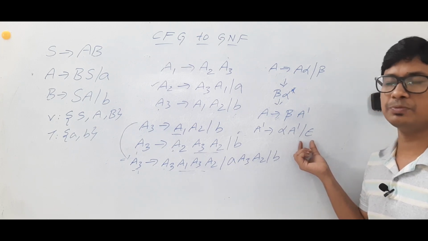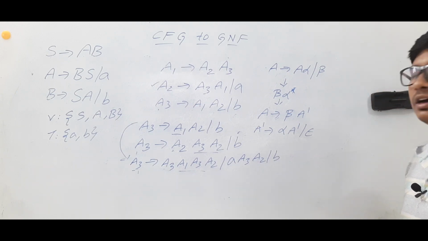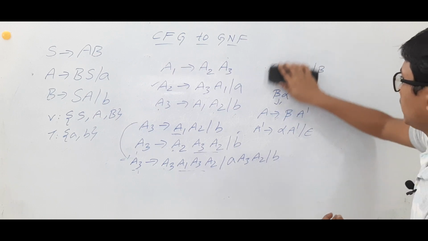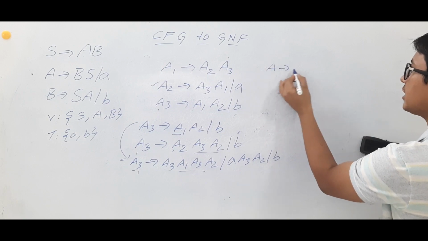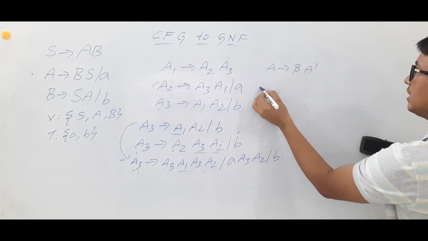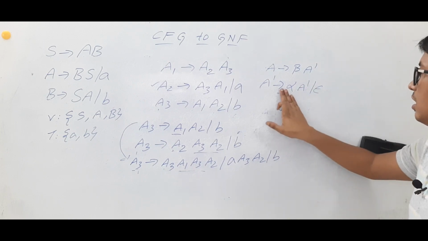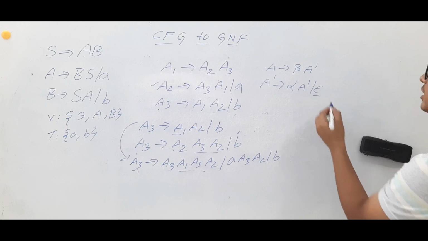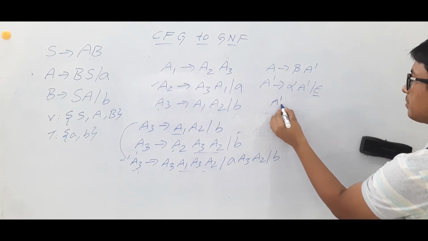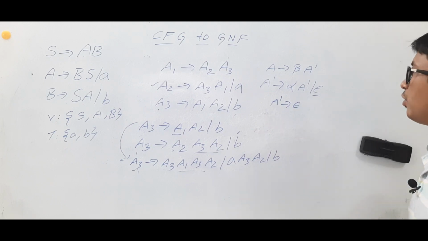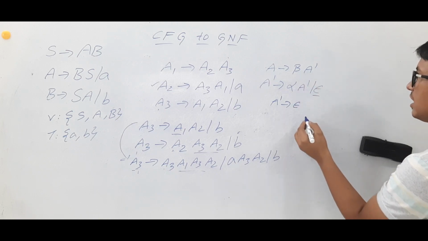If it has an epsilon production, what should I do? I have to eliminate the epsilon production. Okay, now let me write this one directly. I got A determines beta A dash, A dash determines alpha A dash or epsilon. Is it clear? Are you able to understand? Now I need to eliminate the epsilon production, or null production. So A dash determines epsilon, I need to eliminate.